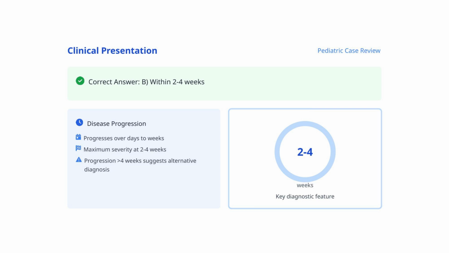Guillain-Barré syndrome typically progresses over days to weeks, with maximum severity reached within 2 to 4 weeks from symptom onset. This progression timeline is an important diagnostic feature that helps distinguish GBS from other acute neuropathies. If progression continues beyond 4 weeks, clinicians should consider alternative diagnoses such as chronic inflammatory demyelinating polyneuropathy.